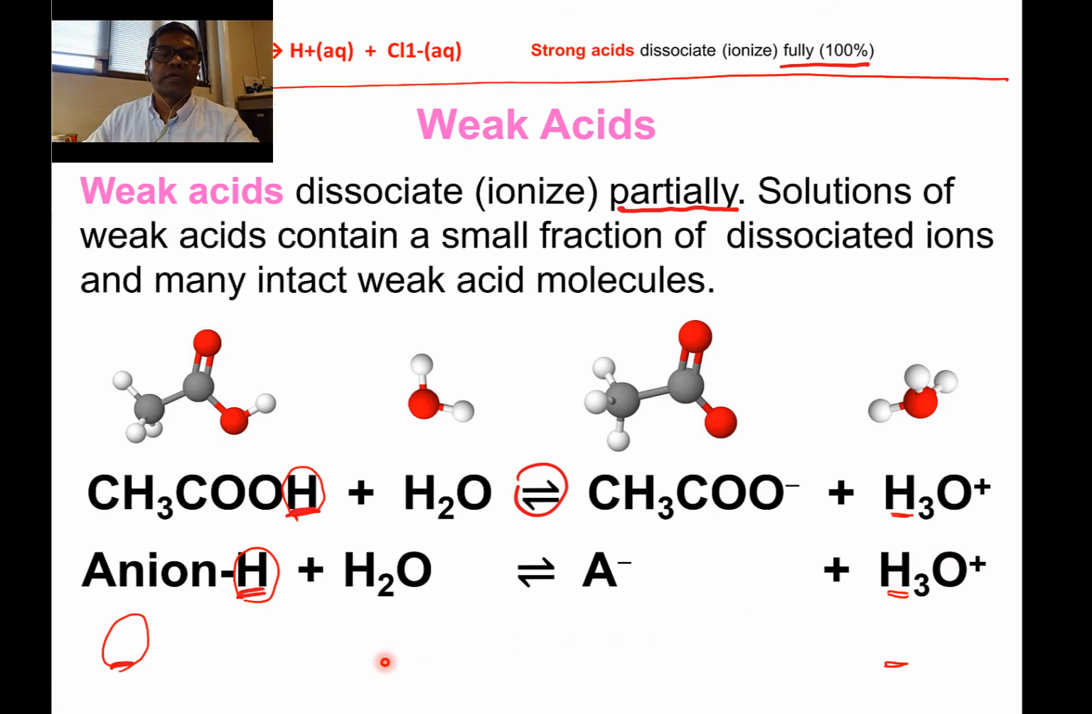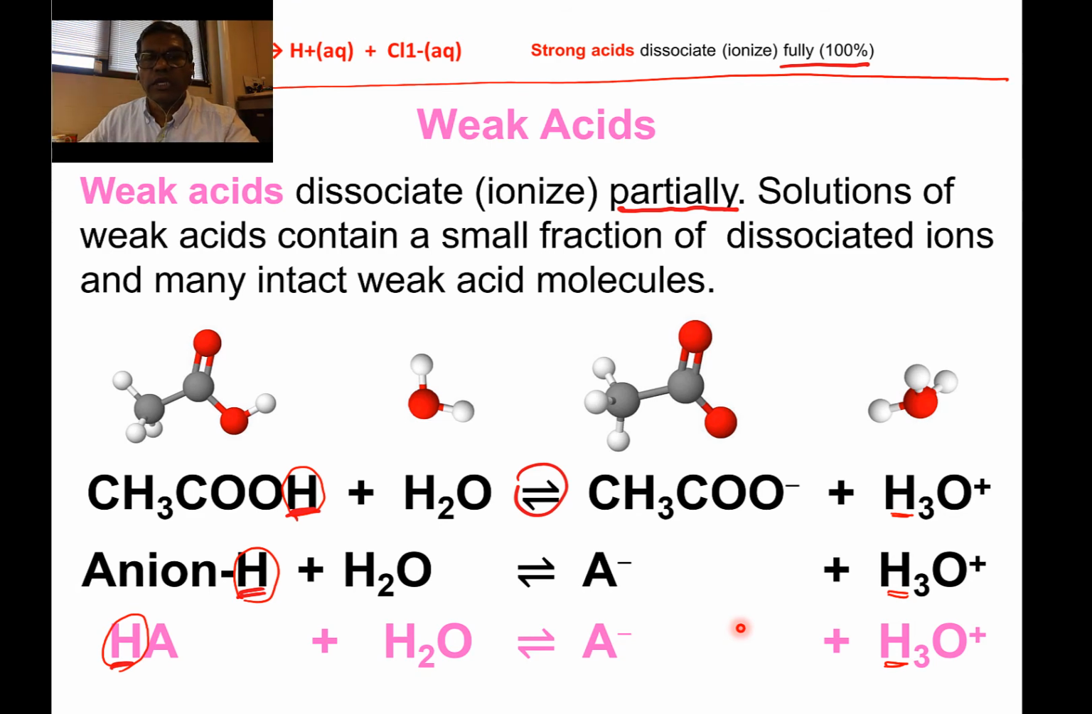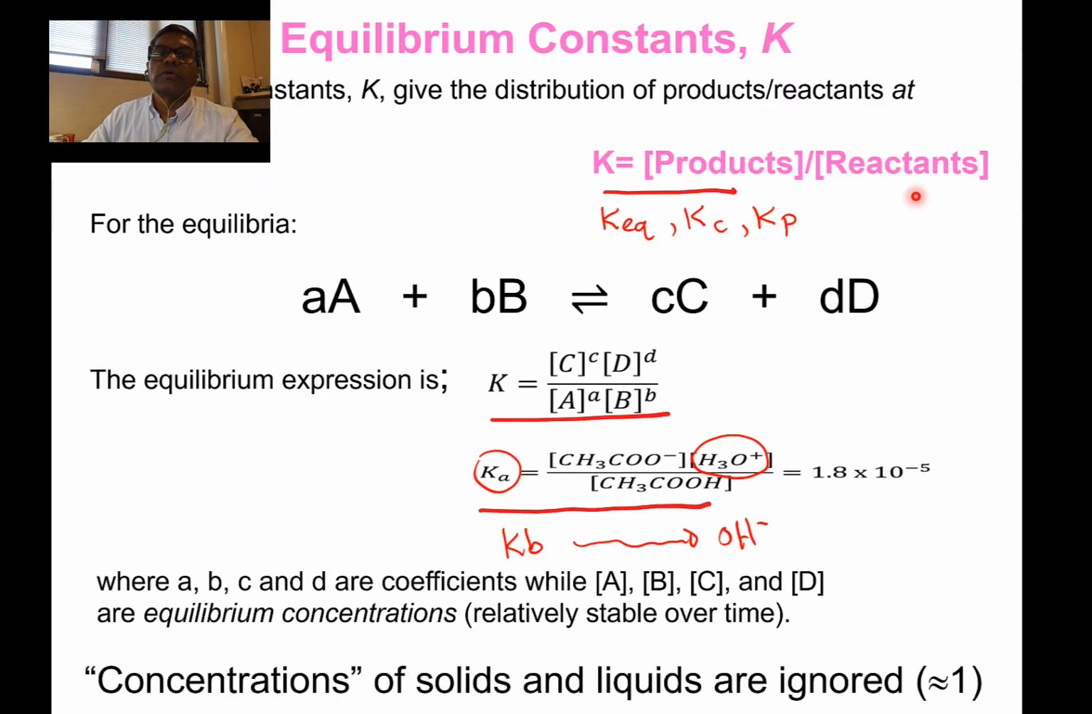Now, an even better way to solve problems is to take the generic formula HA, with a dissociable proton, reacting with water, giving rise to A minus and hydronium. Now the question: where are Ka and pKa? So let's look here.